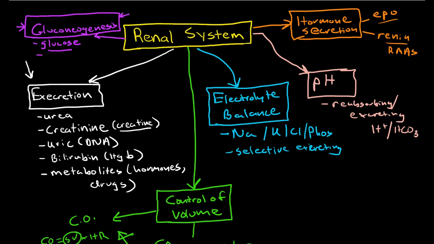First of all, the kidneys only make glucose from protein substrates. And secondly, it only initiates gluconeogenesis in states of metabolic acidosis or starvation.